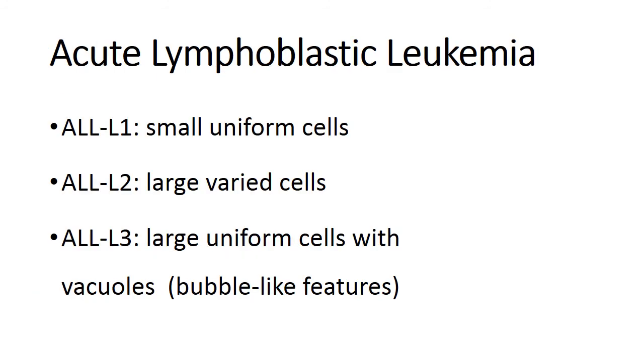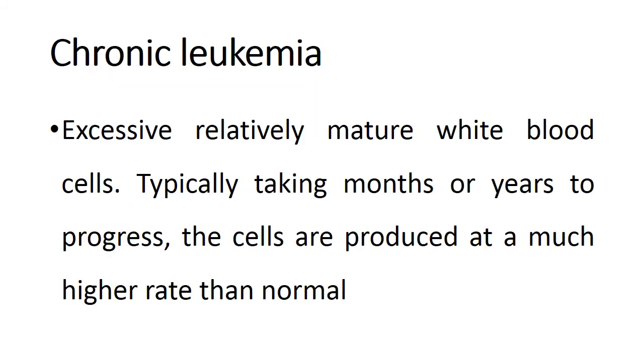According to the morphology, acute lymphoblastic leukemia is classified into these three morphological subtypes: L1, L2, and L3. L1 will include small uniform blast cells. L2 will include large varied cells, and L3 will include large uniform cells with vacuoles. Then we will shift to chronic leukemia.